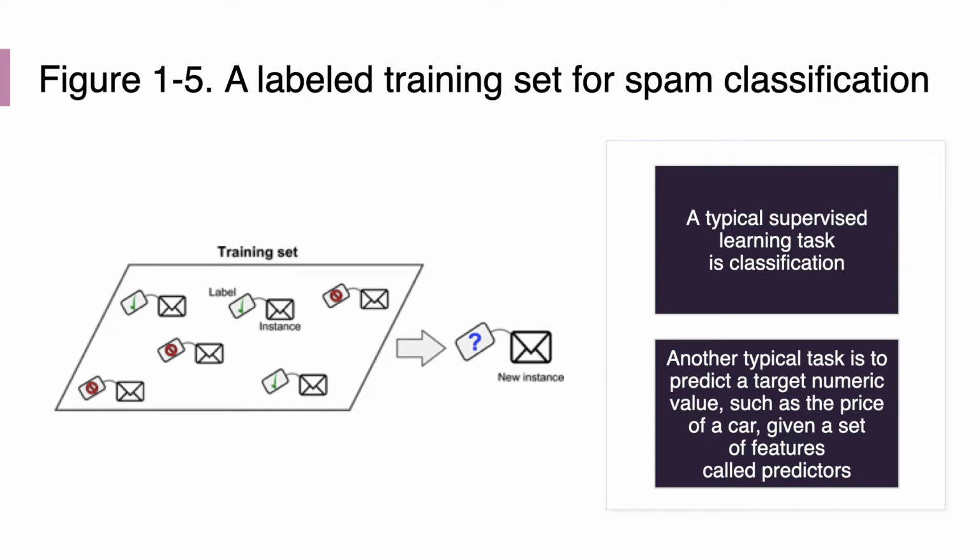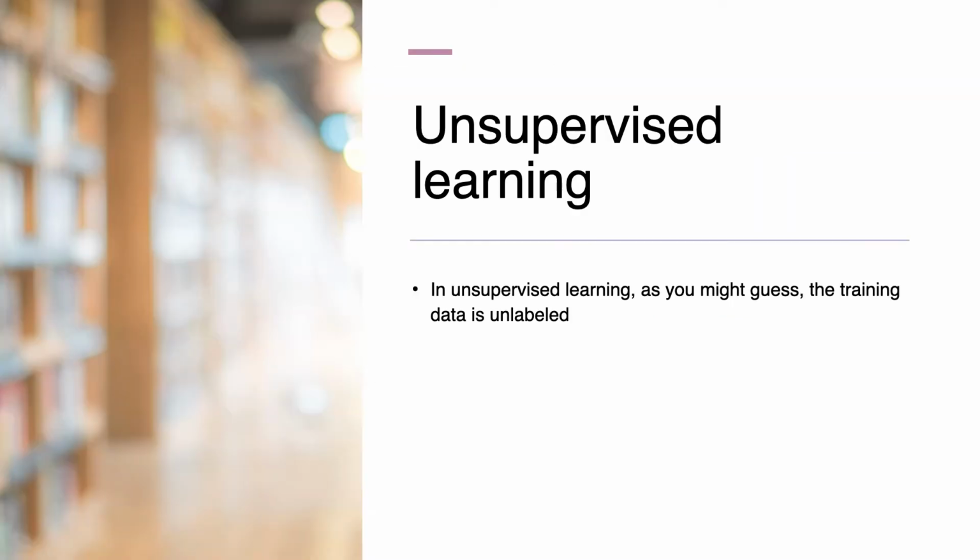It is trained with many example emails along with their class, spam or ham, and it must learn how to classify new emails. Another typical task is to predict a target numeric value, such as the price of a car, given a set of features (mileage, age, brand, etc.) called predictors. This sort of task is called regression. Figure 1-6. To train the system, you need to give it many examples of cars, including both their predictors and their labels, i.e., their prices.